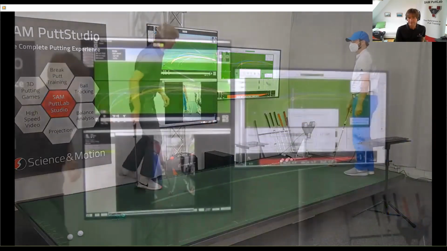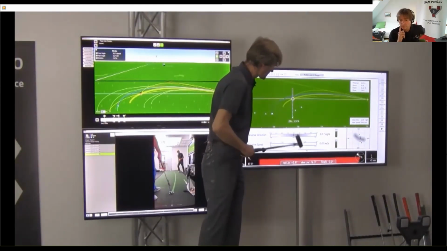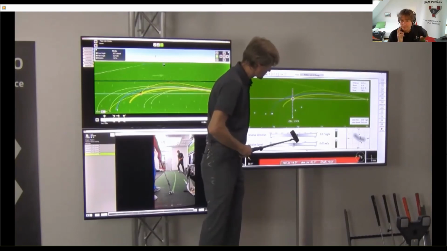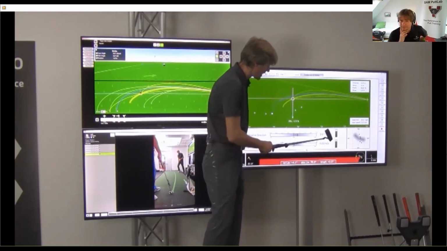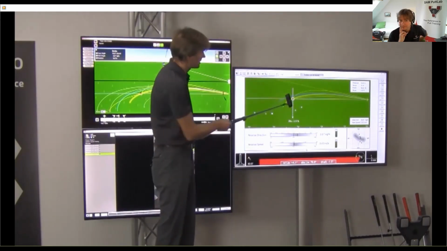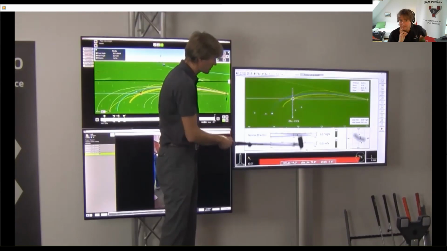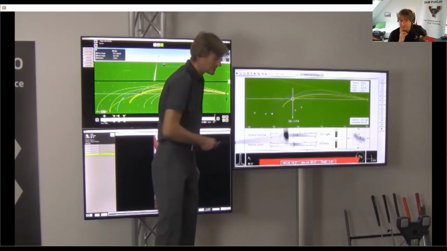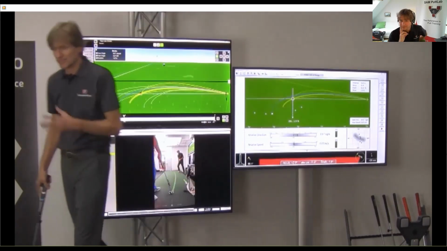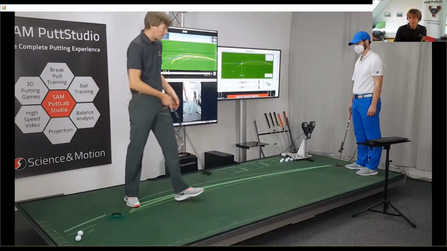Okay, this was already touching the hole. So you see, this was a little bit high, so we missed it to the right, but the speed was much better. The speed was almost perfect, but it was slightly high. So this is the way you can train inside of this learning environment.